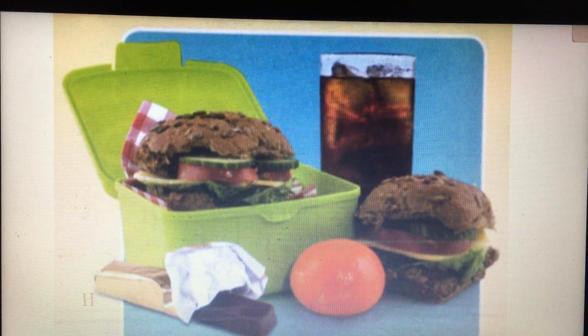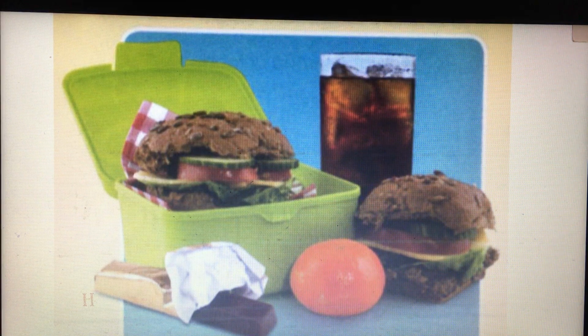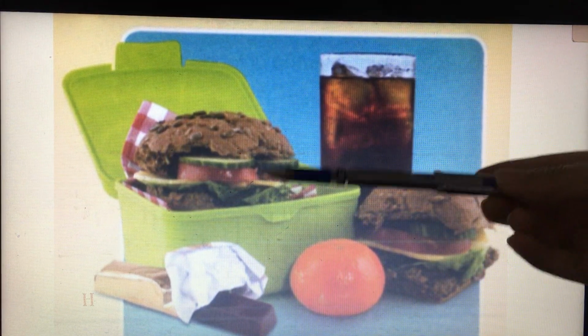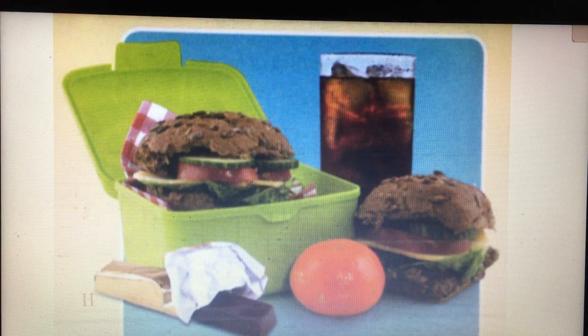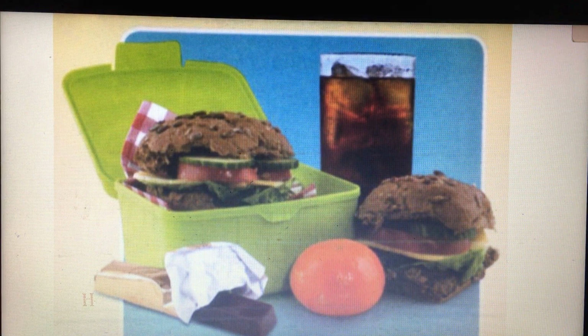Okay, let's mention them together. Let's start with the first drink, which is cola. What do you think? Cola is healthy or unhealthy? Sure, it's unhealthy. What about the bread? The bread, you know that we have to eat carbohydrates, so bread is healthy. Also, inside the bread, we have vegetables. So vegetables or salad, they are healthy.